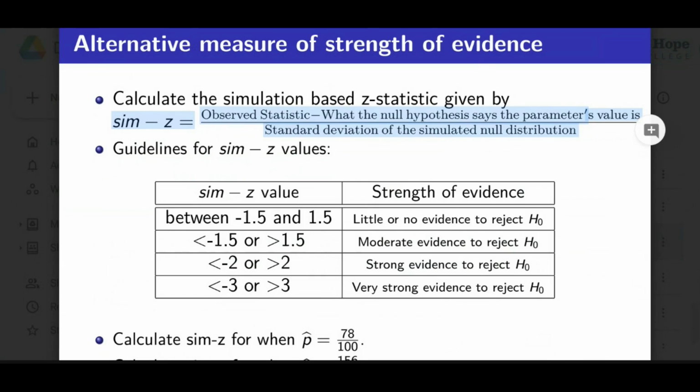These guidelines are, as your Z value that you calculate gets bigger, the evidence against the null gets stronger. A different direction happens for the p-value. As the p-value gets smaller, the evidence against the null gets bigger. So these two slides you need to compare and contrast. They are telling you the same thing, but in different directions.